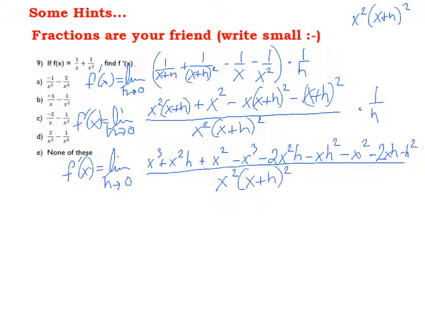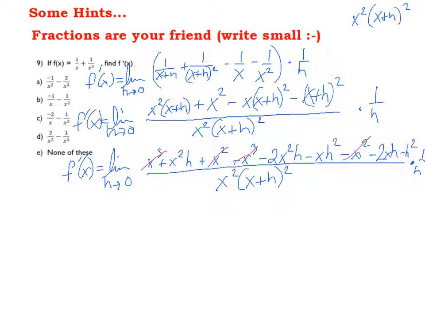I'm going to leave that alone. I'm not going to multiply that out, and you'll see why in a minute. And remember that this is all times 1 over h. Holy moly, let's see if something will cross off. Here I have an x cubed and a negative x cubed. I have an x squared and a negative x squared. I don't see anything else that is going to cancel.